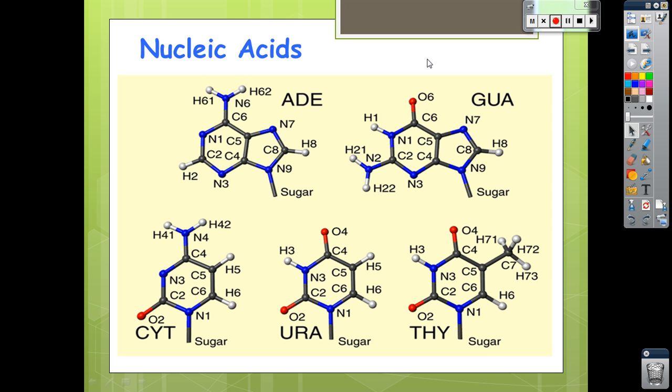Now, yeah, there are 5 because these 2 are interchangeable, where this one, uracil, is in RNA and thymine is in DNA. Okay, but they're both obviously not going to be found in the same place. They're both still nucleic acids. These are the structures of our 5 nucleic acids. Guanine goes with cytosine, and adenine goes with uracil in RNA, and adenine goes with thymine in DNA.